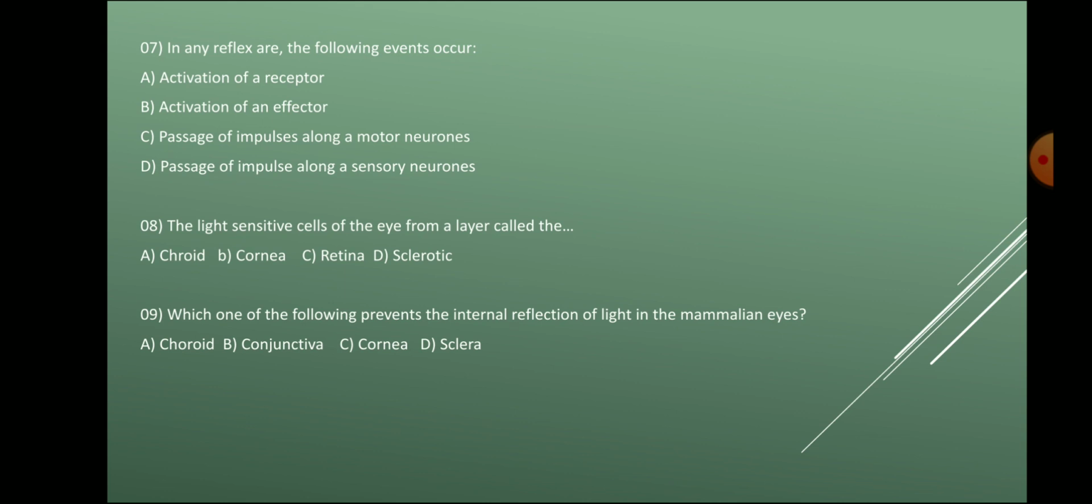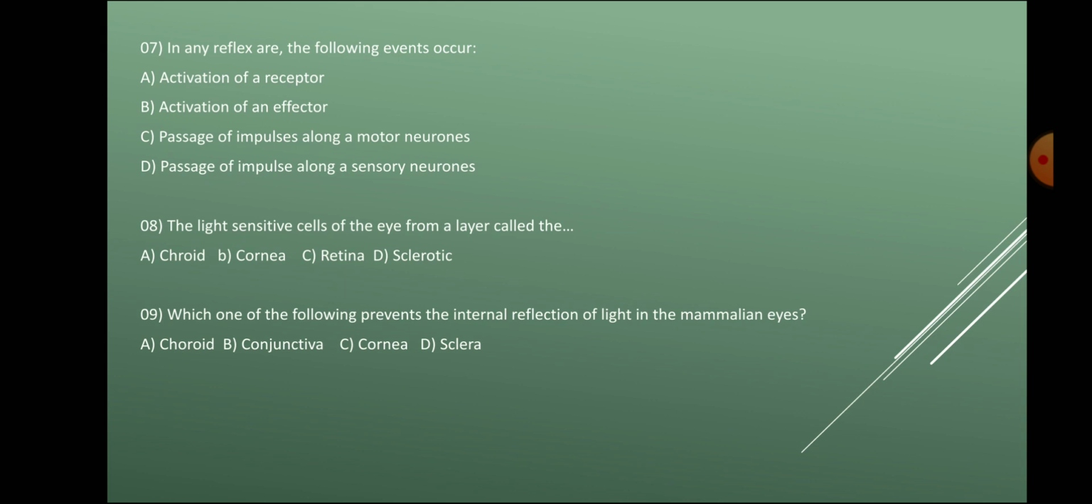The next question is, the light sensitive cells of the eye form a layer called the: A, choroid; B, cornea; C, retina; and D, sclerotic. So the correct option is retina. That means the light sensitive cells of the eye are present in the retina layer in the form of rods and cones. So the correct option is number C.